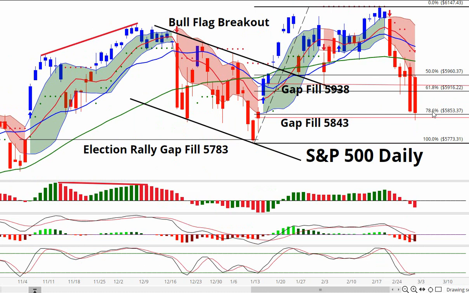Stochastic trying to recycle back up as we fill our gap and test our 78.6 Fibonacci. Momentum is still bearish. It turned bearish right after. Again, I warned you about the bearish divergences on the intraday charts, the 60-minute charts of the S&P and NASDAQ. Those divergences played out. We now have bullish divergences at these lows here, both NASDAQ and S&P, and they're diverging from one another. So I think you've got a really good shot of a bottom.